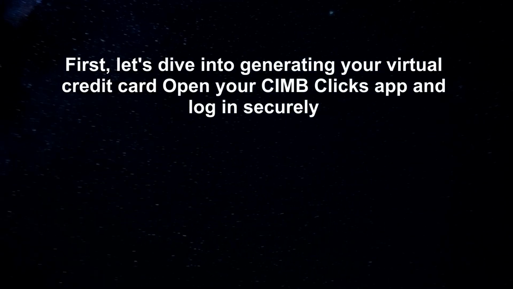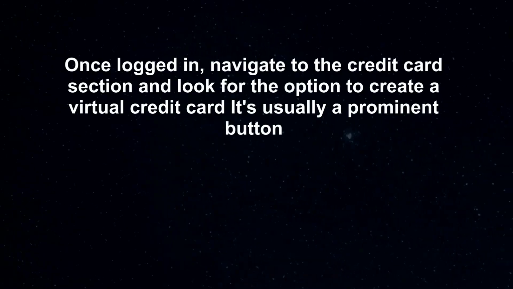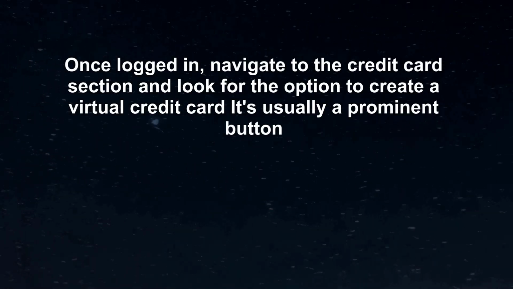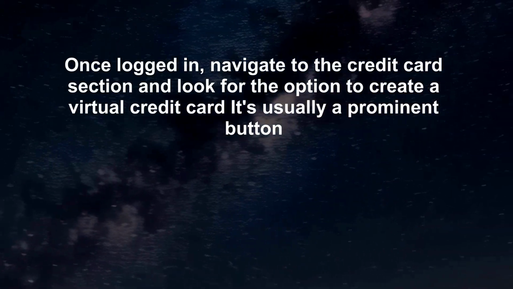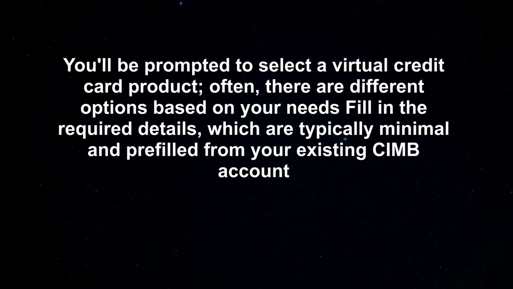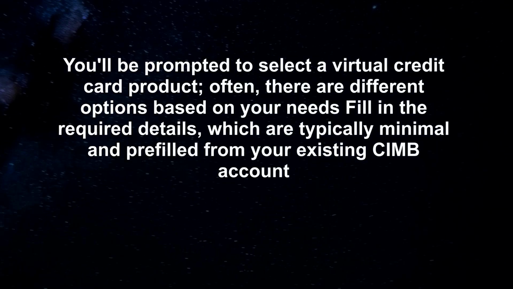Open your CIMB Clicks app and log in securely. Once logged in, navigate to the credit card section and look for the option to create a virtual credit card. It's usually a prominent button. You'll be prompted to select a virtual credit card product. Often, there are different options based on your needs.